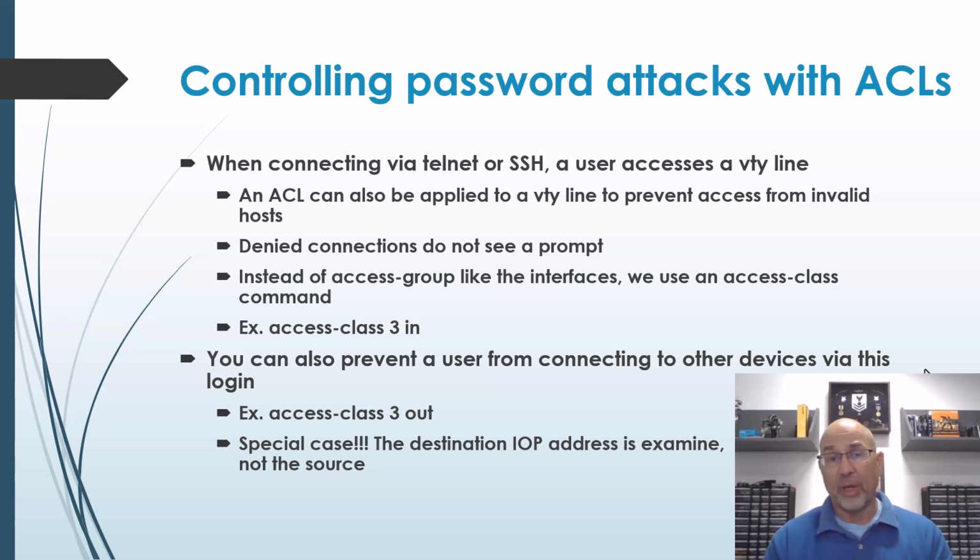Now the cool thing about that too is that when you're looking at that access class, you're not looking at the source IP address, you're looking at the destination. So this is a special case where you build an access list not concerned about the source IP addresses, but concerned about the destination IP addresses instead. Well, let's do a quick demo on what that looks like.